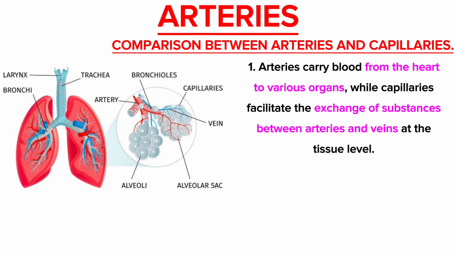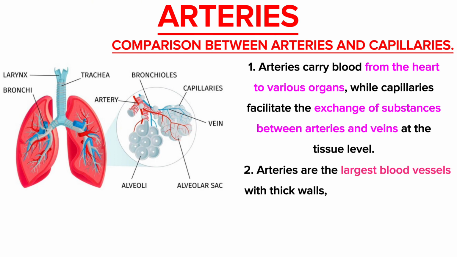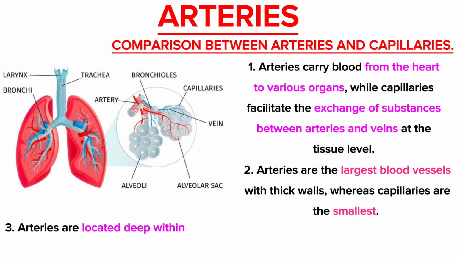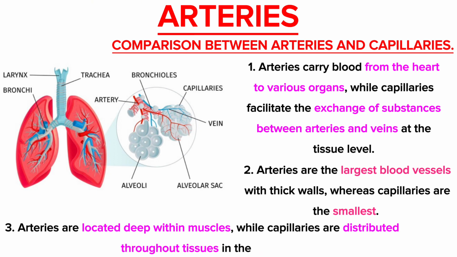The second one, arteries are the largest blood vessels with thick walls, whereas capillaries are the smallest blood vessels. The third one, arteries are located deep within muscles, while capillaries are distributed throughout tissues in the body. So those are the three comparisons between arteries and capillaries.